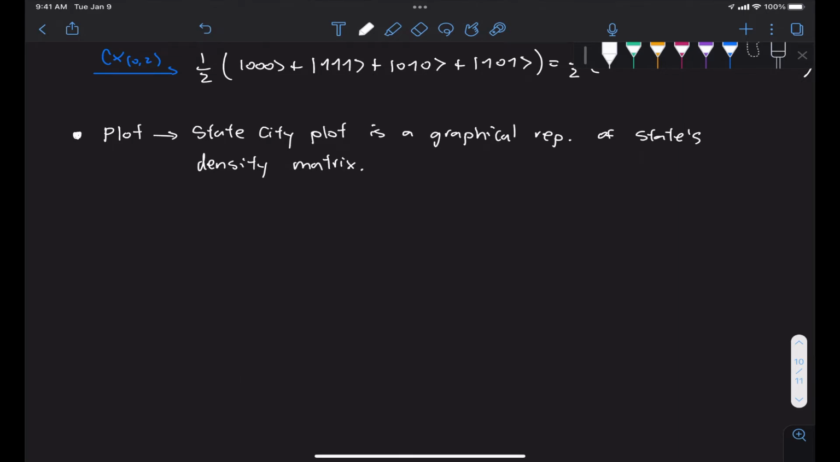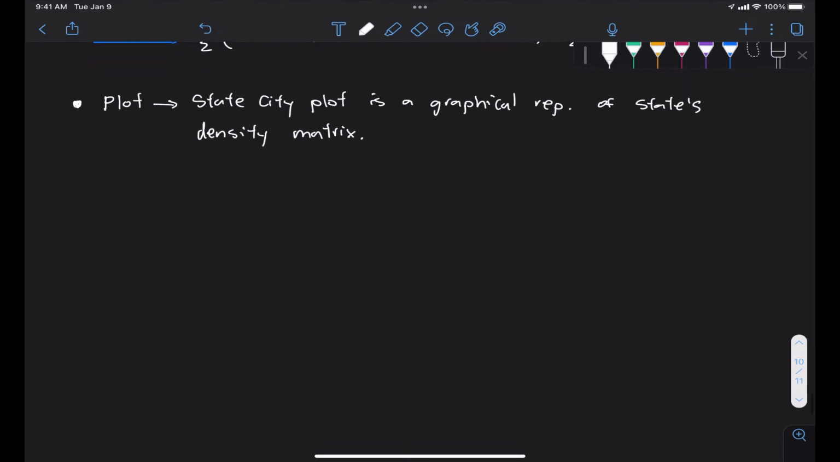So what is a density matrix? Let's start with probably the simplest example, a 1 qubit example for the state. Let's call it psi equal to 1 over root 2 times 0 plus 1. And if we represent this as a column vector, we know that this is equal to 1 over root 2 times 1, 1.